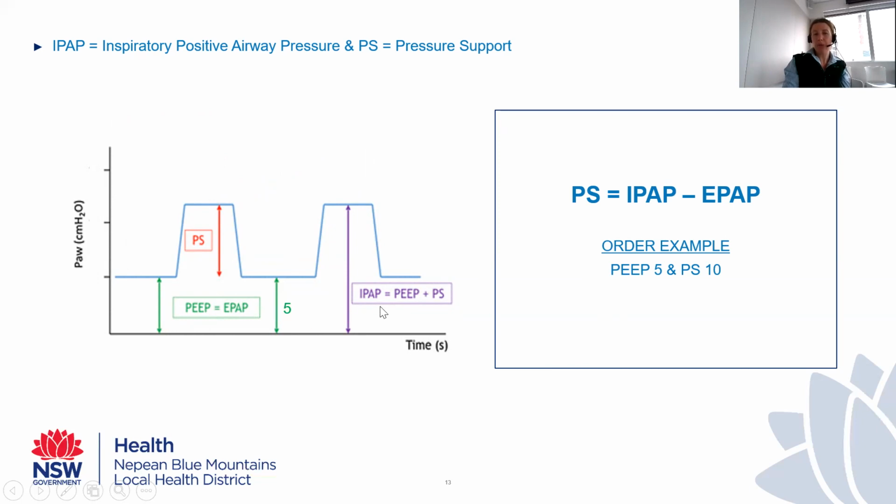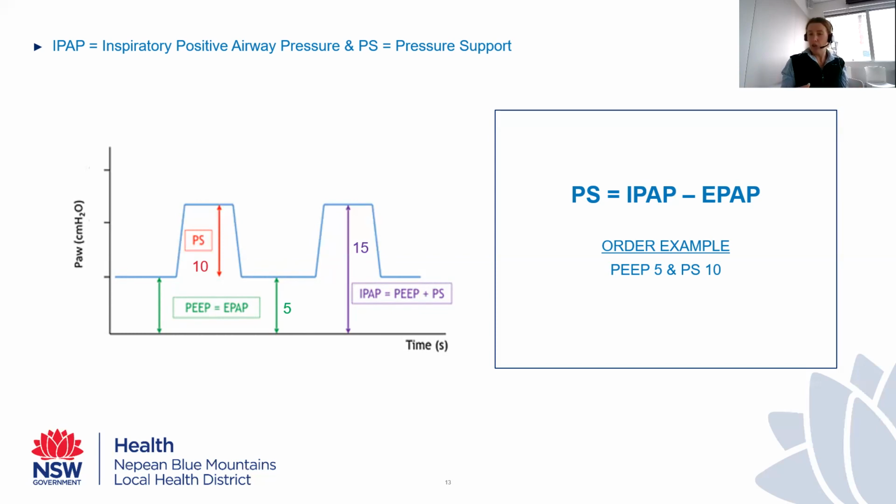Now I need to work out what my IPAP is going to be because that's the setting I need to put on my machine. The doctor's given me an order of a pressure support of 10. So in this case, I need to add the two together. So I've got a PEEP of 5 and a pressure support of 10, which is going to give me an IPAP of 15. So hopefully that's a pretty simple explanation.